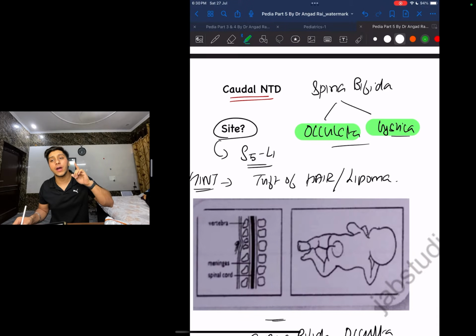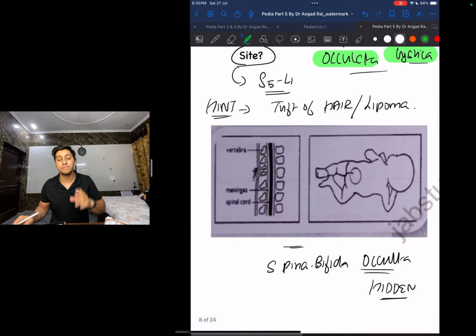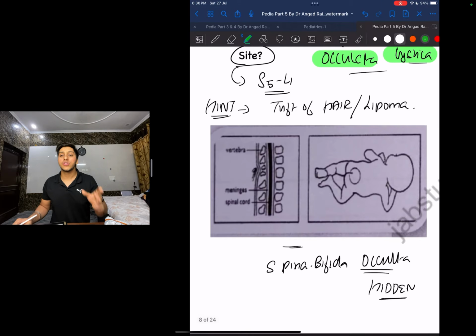What is the meaning of occulta, guys? Occulta means hidden. Under what? We'll talk about that. Cystica means a fluid-filled sac. So let's talk about the most common type, that is spina bifida occulta. In this, they will first ask you, what is the most common location of spina bifida occulta? That is going to be S5 to L1.